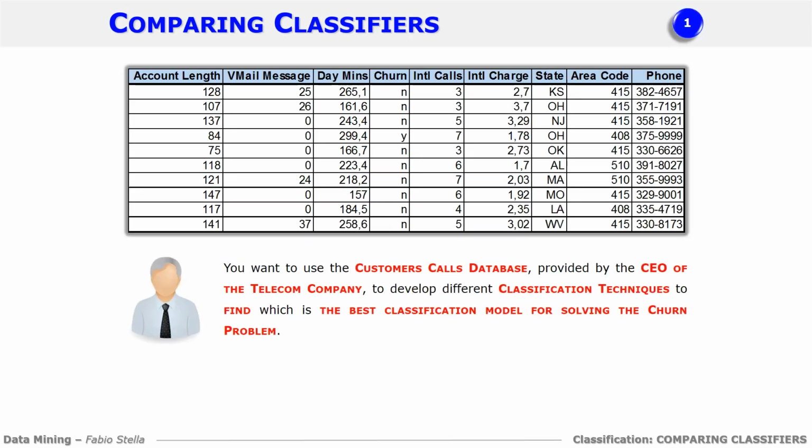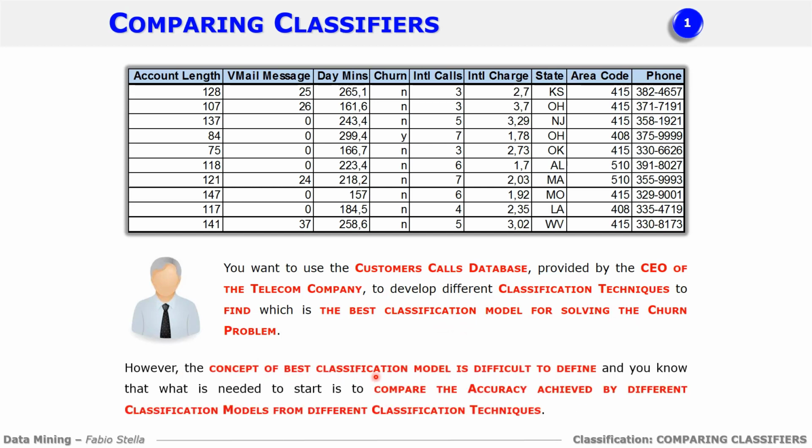You find yourself in the following situation. You want to use the customer calls database provided by the CEO of the telecom company to develop different classification techniques to find which is the best classification model for solving the churn problem. However, the concept of best classification model is extremely difficult to define, and you know that what is needed to start is to compare the accuracy achieved by different classification models from different classification techniques.